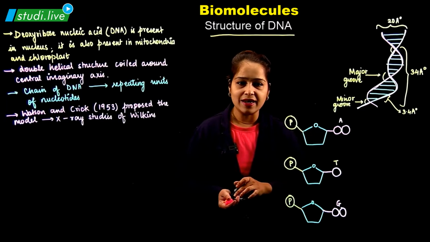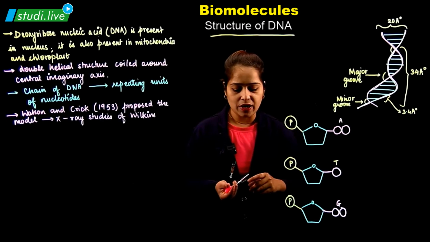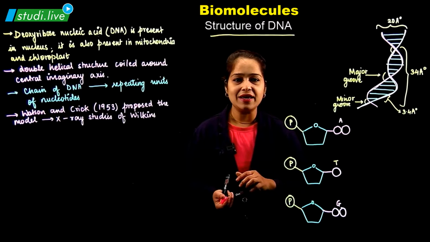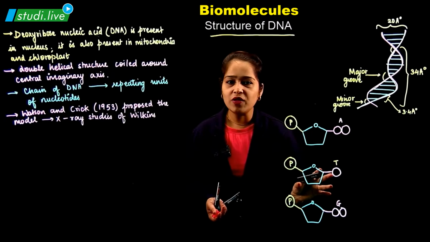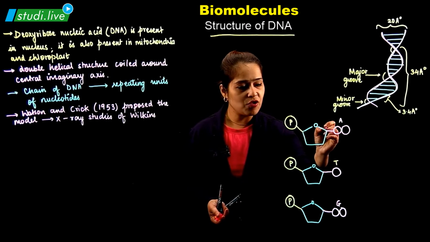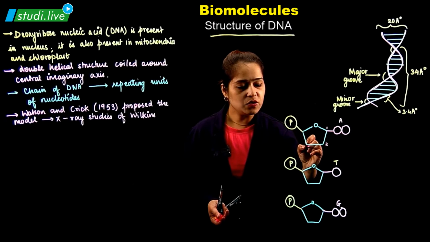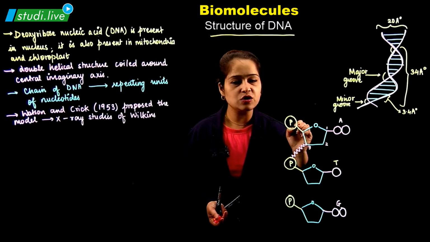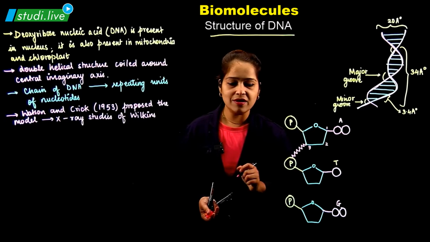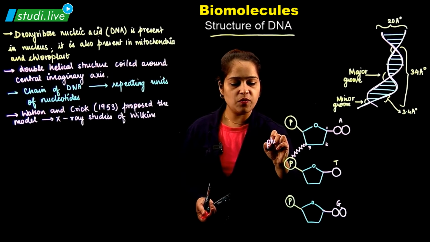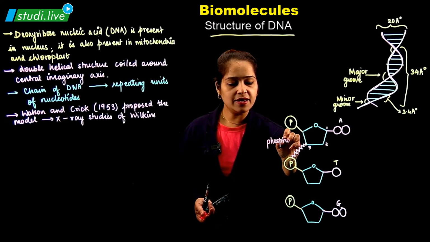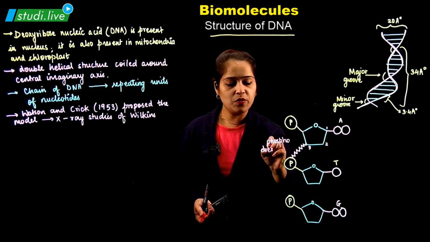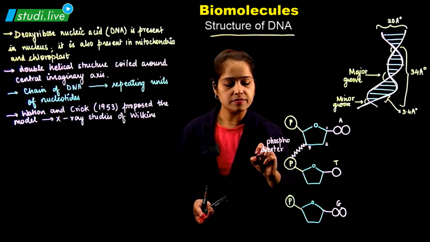How are they interconnected? The phosphate group of the nucleotide is attached to the third carbon. So this is our third carbon. It is attached by the linkage called phosphodiester linkage.